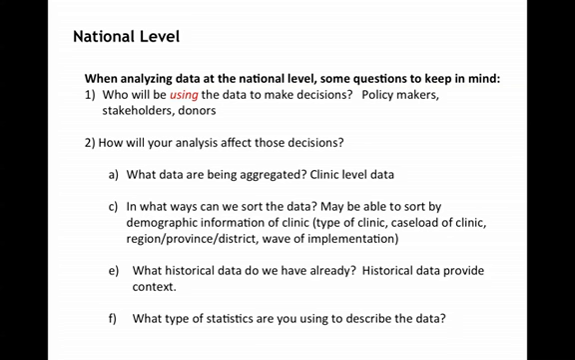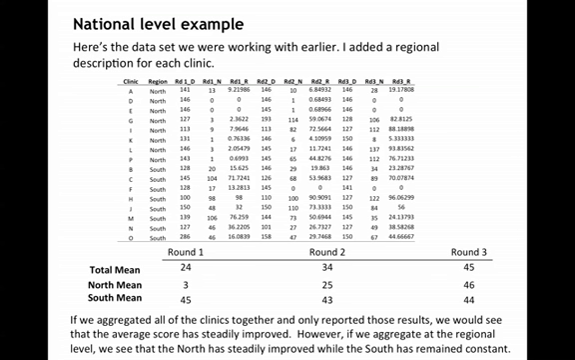Again, what historical data do we have already? Do we have previous rounds of data that we can make use of to provide us with more context? And what type of statistics are we using to describe the data? Are we looking at means, medians, percentiles? What can we do? So here's an example.